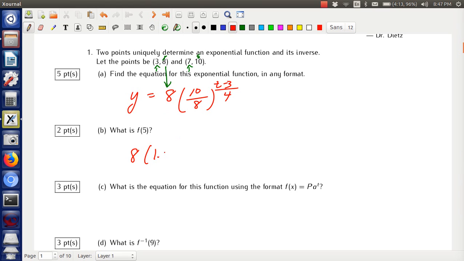10 over 8 is 1.25 after all. And then if you say 5 minus 3, that's 2. 2 over 4, well, you just plug that into your calculator and you get whatever you get. I'm going to ask you to put 5 decimals after, 5 places after your decimal.